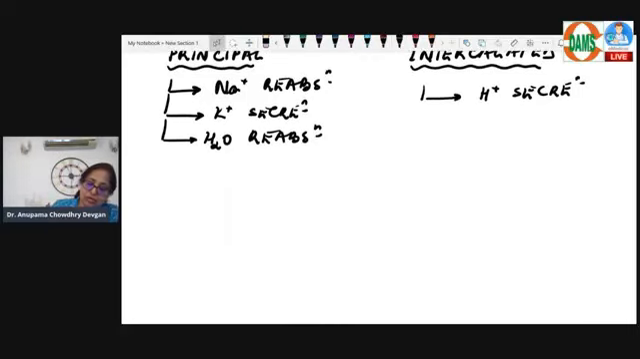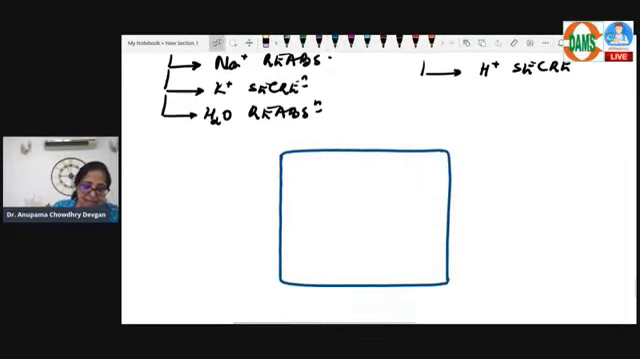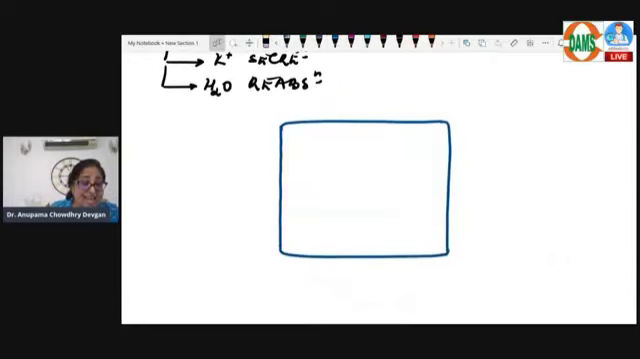So let us see, how does sodium reabsorption take place in the Sakshi Patidar? No, they do not contribute more to GFR. Please understand. They cause a concentration of urine. There is a difference.